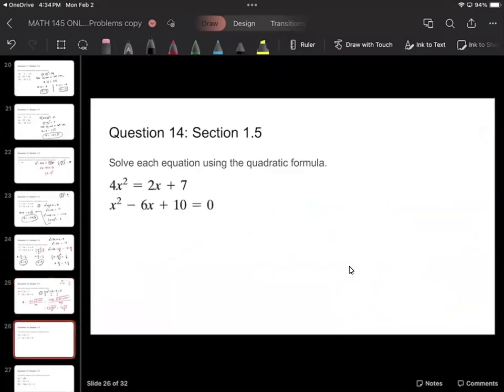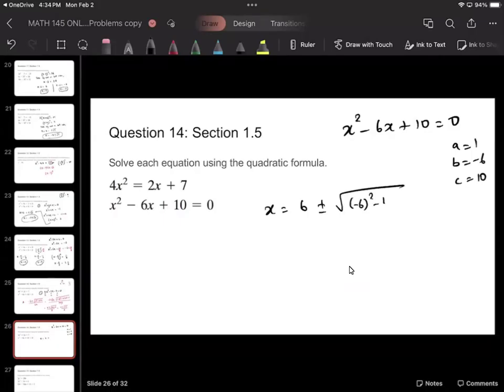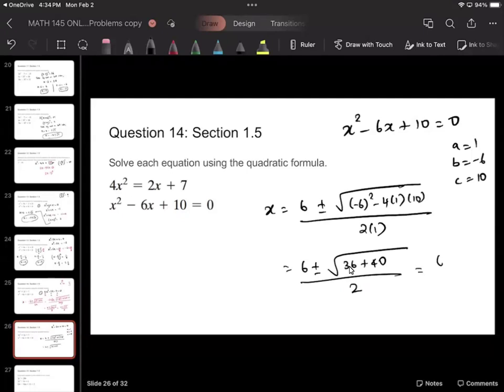So the next one is x squared minus 6x plus 10 is 0. So your A is 1, B is negative 6, C is 10. So x equals negative b plus or minus square root of b squared minus 4ac all over 2a. So that is 6 plus or minus square root of 36 minus 40 over 2, which is 6 plus or minus square root of 76 over 2. Okay, that's good enough.